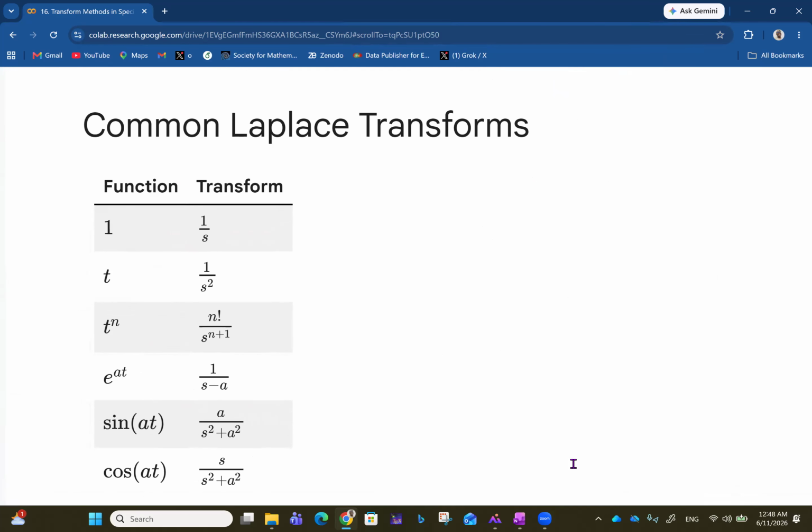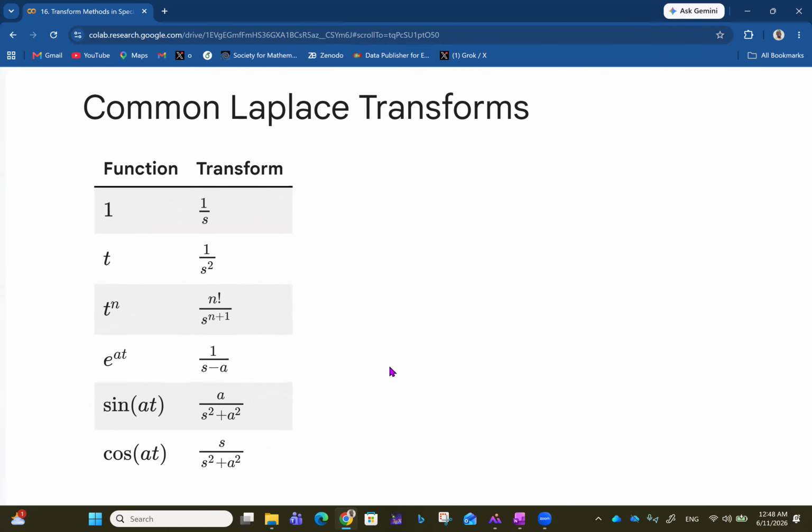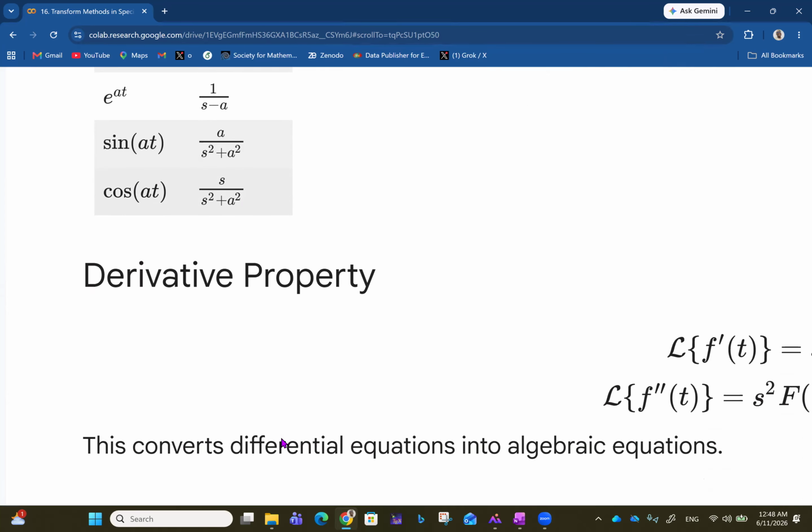So we have common Laplace transforms now. If you take the Laplace of 1, that is 1 over s. Take the Laplace of t, you have 1 over s squared. The Laplace of t raised to the power n is n factorial over s raised to the power n plus 1. The Laplace of e raised to the power at is 1 over s minus a. Then the Laplace of sine at is a over s squared plus a squared. The Laplace of cos at is s over s squared plus a squared. So we have some common Laplace transforms that way.